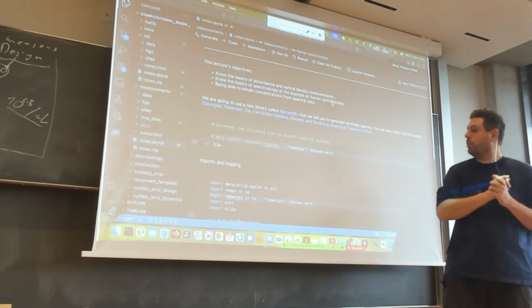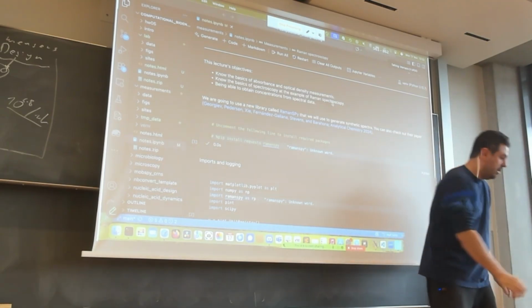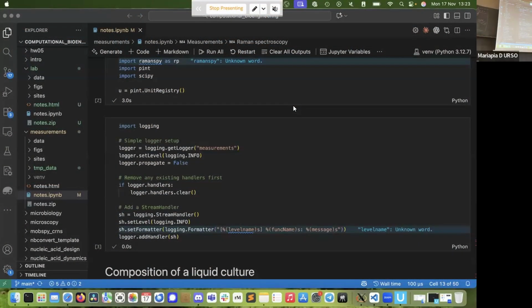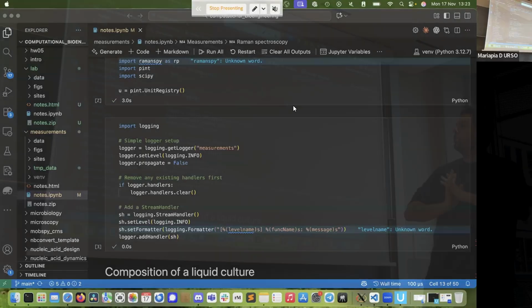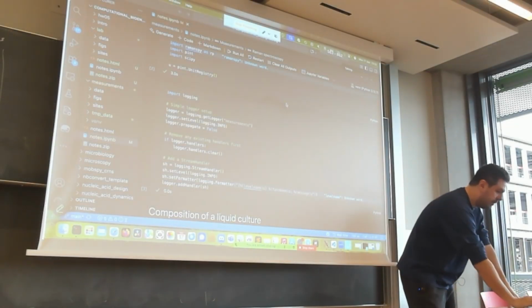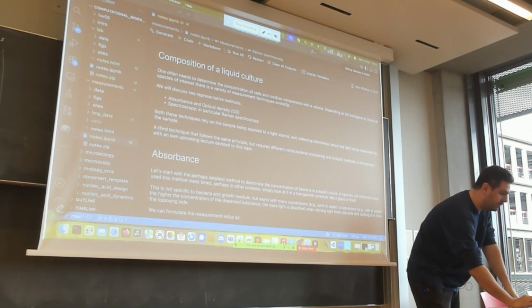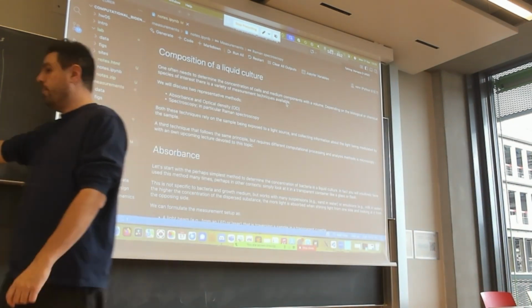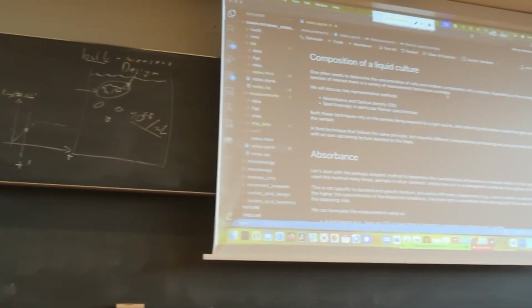So here's just how to install this, of course, like always. Then, as usual and as is good practice, we are now doing logging. We introduced this last time. Here we set up our loggers, just to not always print if something bad is happening, but to actually use logging. And then we start with the simpler of the measurements, and this is absorbance.